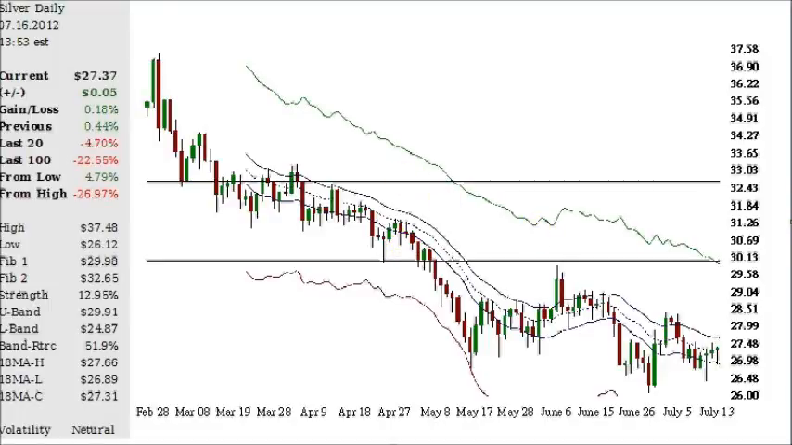Hello, it is Monday. It is also the 16th of July, and it is 2012. Let's take a look at silver daily chart. Also, an interesting setup within the more shorter term 20-minute chart. So we'll take a look at that.